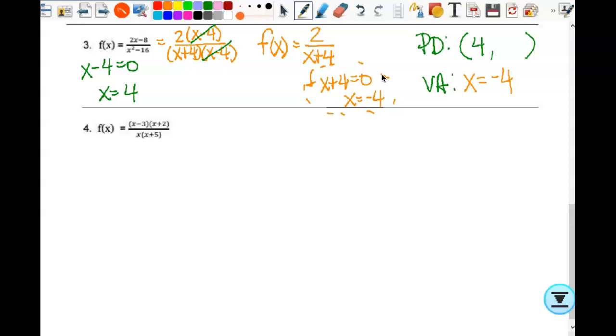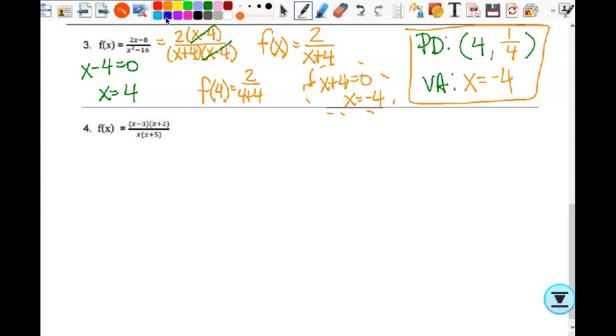And then if I want to find f of 4 to do that part, f of 4 is equal to 2 over 4 plus 4, 1/4. Okay. What questions do you have?